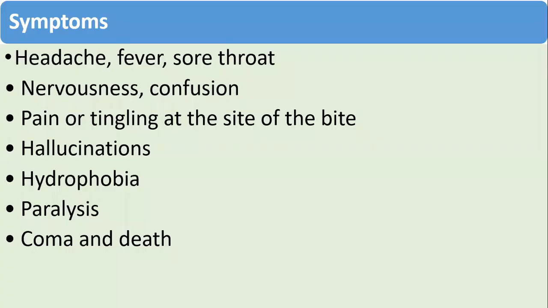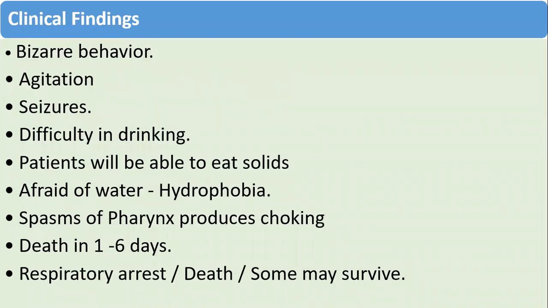As far as the symptoms of rabies are concerned, it may start with headache, fever, sore throat, or nervousness, confusion, pain, tingling, hallucination, hydrophobia, and paralysis, coma, and death. As far as clinical findings are concerned: bizarre behavior, agitation, seizure, difficulty in drinking. The patient will be able to eat solid food but is afraid of water, which is called hydrophobia. Pharyngeal spasm produces choking and death in 1 to 6 days due to respiratory failure and respiratory arrest. Very rarely, some may survive.